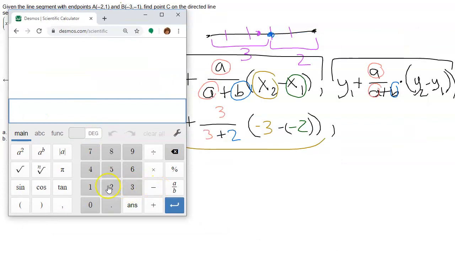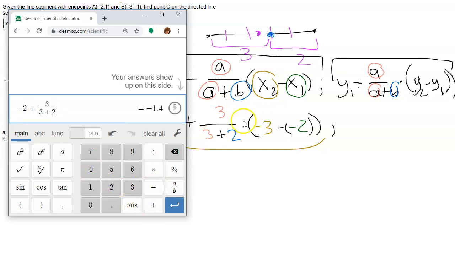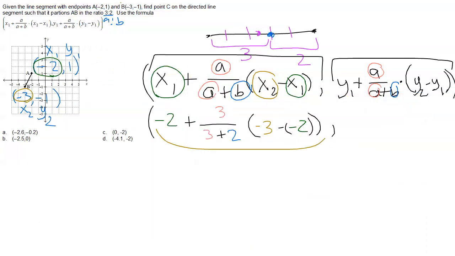So we type in the -2. Then it is plus the 3 over 3 plus 2. We have a fraction button, so we hit the fraction button so we can put the 3 on top, 3 plus 2 on the bottom. Then we have times this parenthesis, -3 minus -2. So we have to click to the right on this calculator and hit multiply, parenthesis, -3 minus parenthesis, -2. It fills in the last 2 parentheses for you, so you don't have to worry about that part. And then it just pops out the answer over here, -2.6. So all of that simplified to be -2.6.